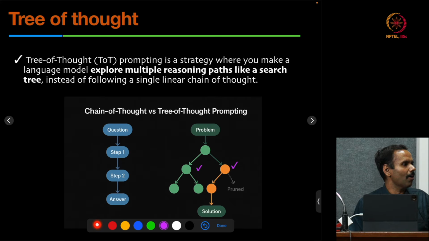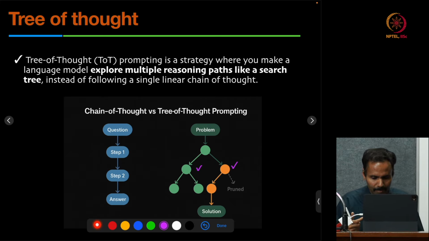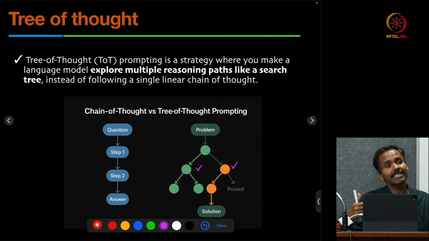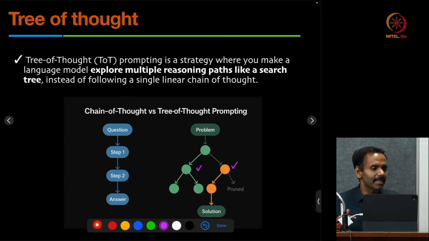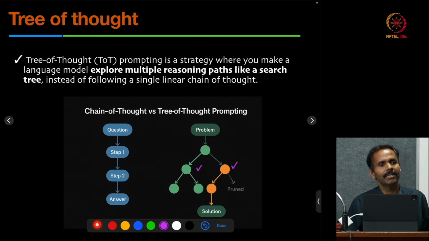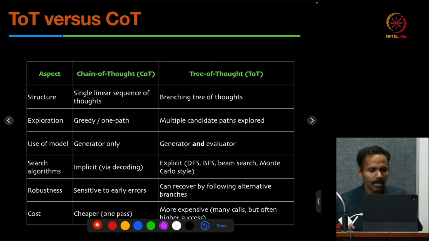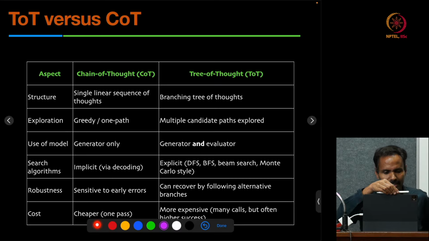So when you have complex problems, tasks to get solved, tree of thought prompting is a lot more valuable. Again, further increasing the computation, further increasing the latency, but helping you solve more complex problems. So let's quickly summarize, right? What is the difference between a single chain of thought versus a tree of thought?